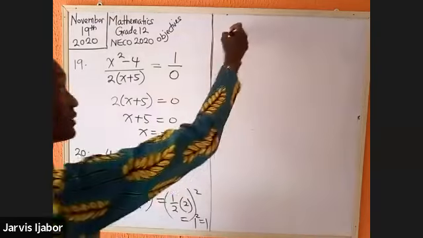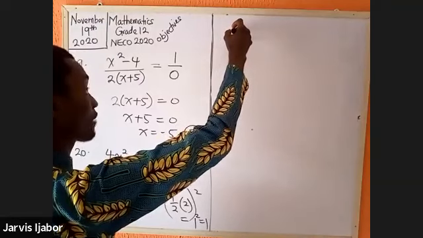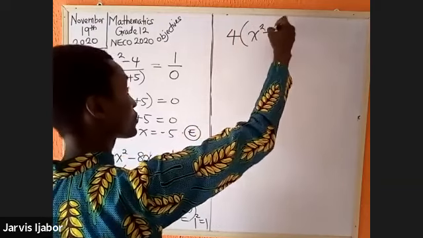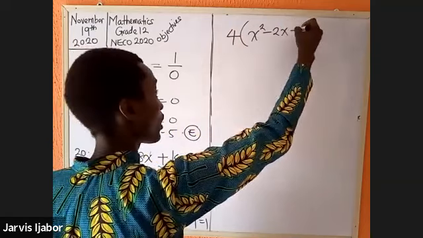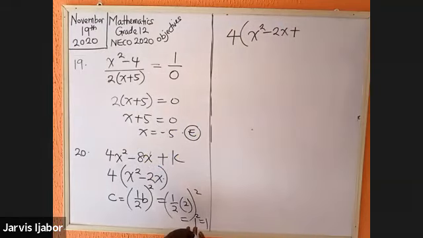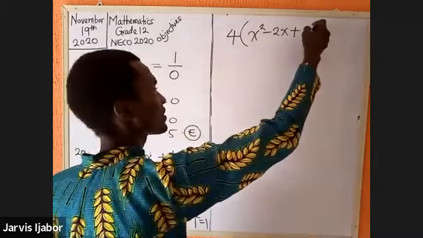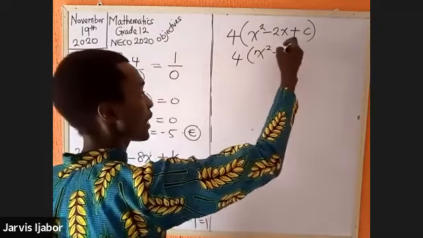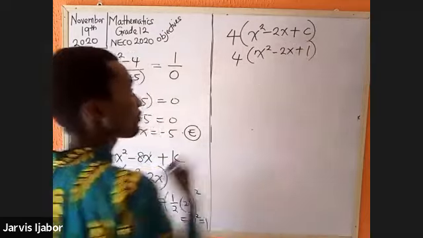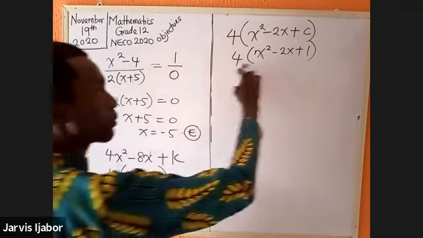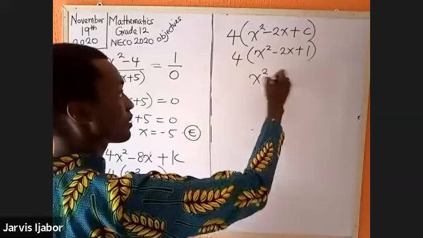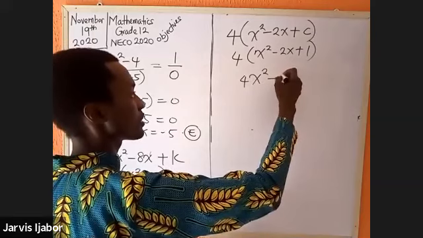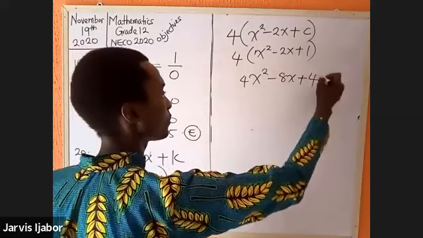So then this expression will now be what? What you have will now be 4 into x squared minus 2x plus, what is that half, plus C, which I've gotten. So this will be 4 into x squared minus 2x plus 1, which I have gotten there. This 4 now multiplies everything in. I'm going to have 4x squared minus 8x plus 4.